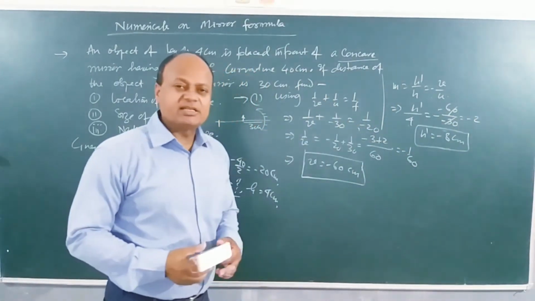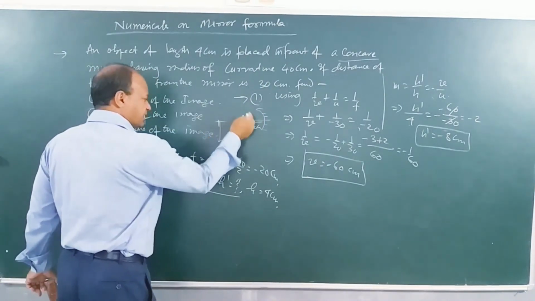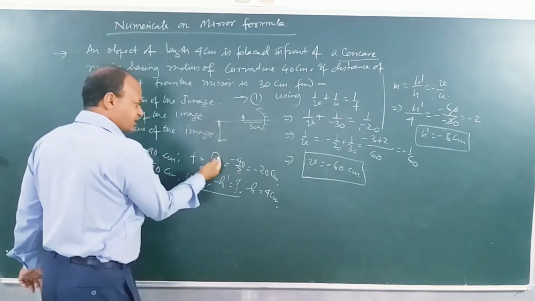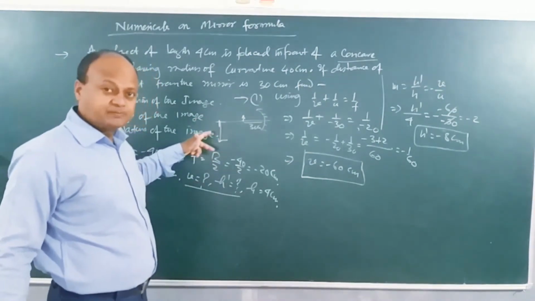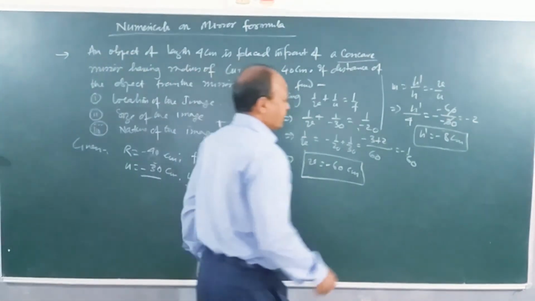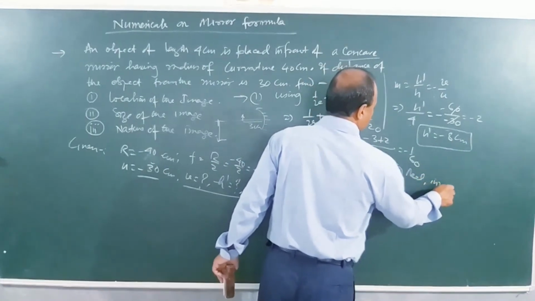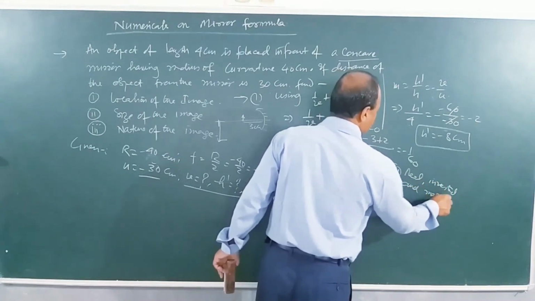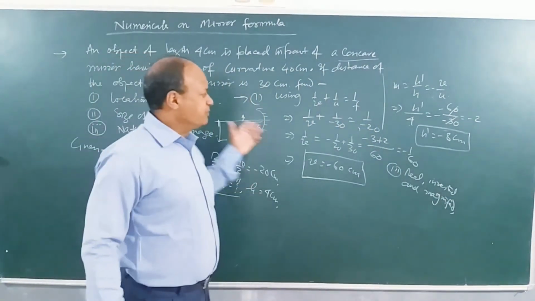H dash is minus 8 centimeter. Meaning if the object is 4, the image is 8. Minus 8 means it is downwards. It is inverted and magnified. Third, nature of the image. We can clearly see the nature of the image is real, inverted and magnified.